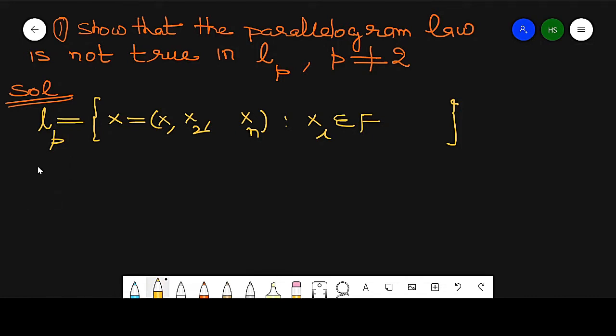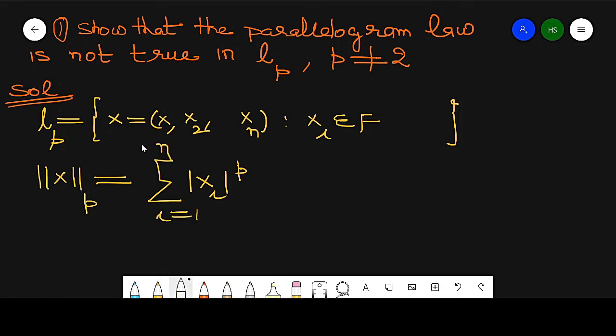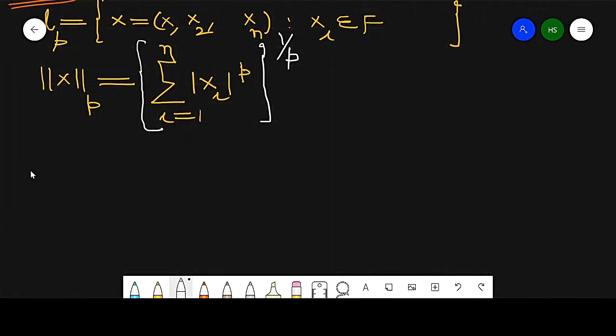The norm of x with respect to p in this case is the sum of absolute value of xi raised to power p, i running from 1 to n, and then the entire sum raised to power 1 by p. So that is the norm defined in LP space. Remember the definition of LP space: it is a normed linear space, and also a Banach space.